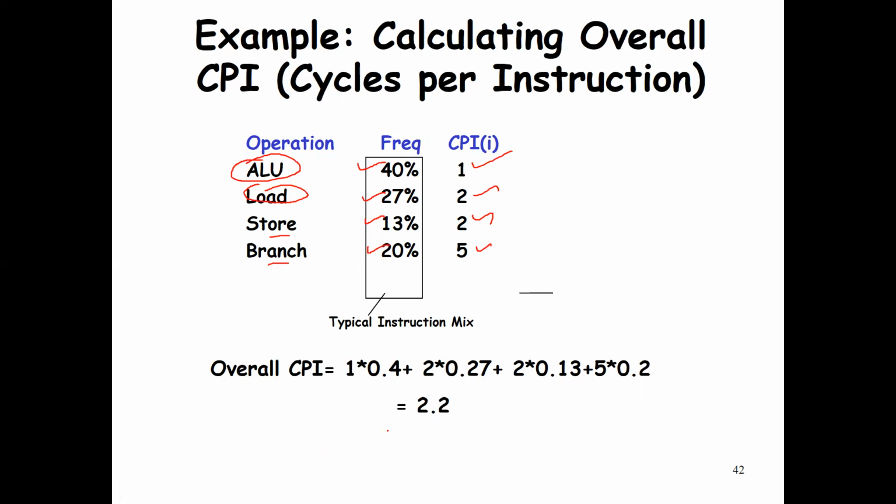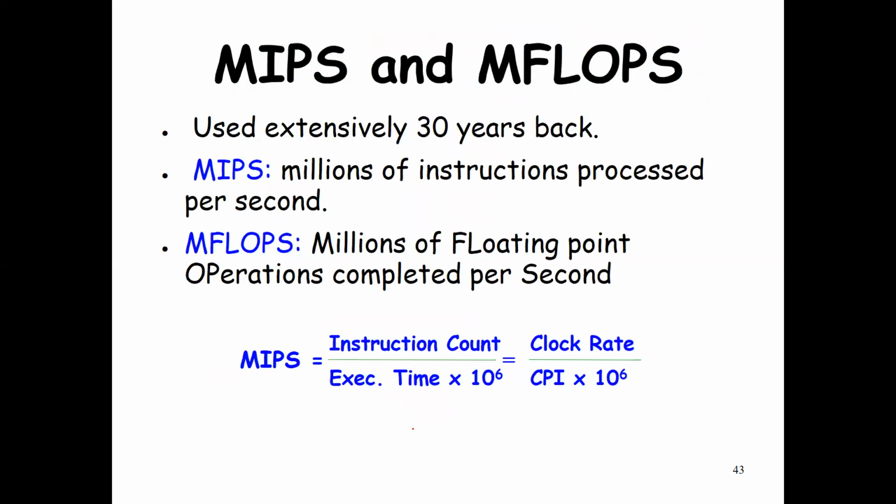Then the overall CPI is calculated something like this: 1 into 0.4 plus 2 into 0.27 plus 2 into 0.13 plus 5 into 0.2. So this will give the overall cycles per instruction, which is 2.2. Okay, so this is how we calculate the overall CPI. But CPI is also not an effective measure of the performance of a computer or a processor.